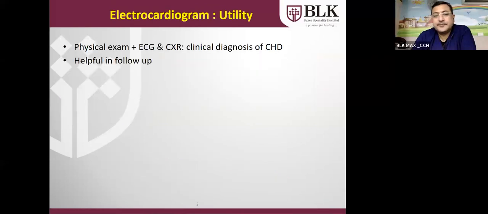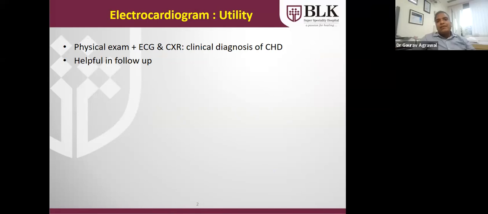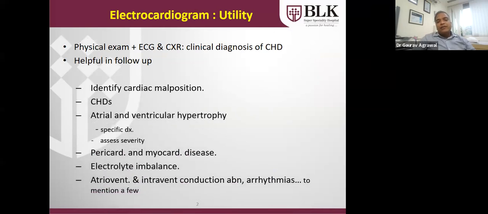As we all know, the physical examination, ECG, and X-ray make every patient fall into a clinical diagnosis for congenital heart disease. ECG is helpful in follow-up in case of hypertrophy and hypervolemic state. ECG helps in identifying cardiac malpositions, various forms of congenital heart disease, as I will discuss subsequently, ventricular and atrial hypertrophy, pericardial and myocardial diseases, electrolyte imbalance like hypokalemia and hypercalcemia, and atrioventricular and intraventricular conduction abnormalities, etc.